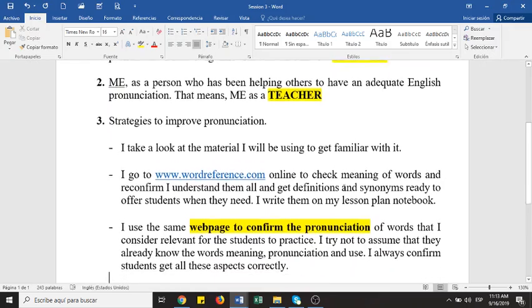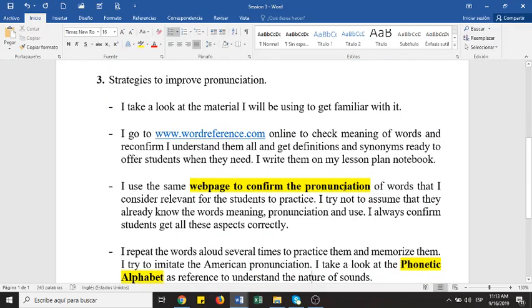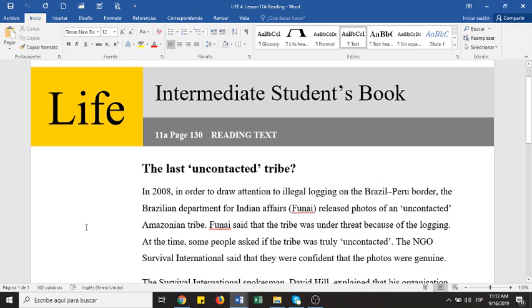So what I do is, when I'm planning my classes, when I get any book, I take a look at the material I will be using to get familiar with it. So for example, I have this book, Life 4. It says there is an intermediate student's book level, but here we call it independent cycle. This is page 130. So that means this is the independent 4 class. This is Unit 11. In Independent 4, we cover Units 10, 11, and 12.